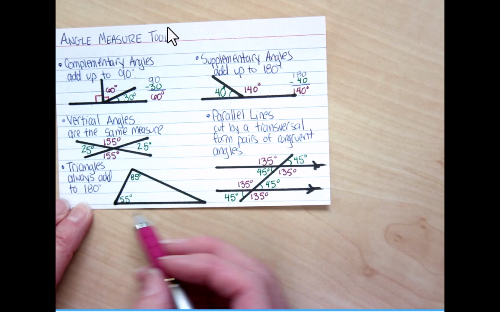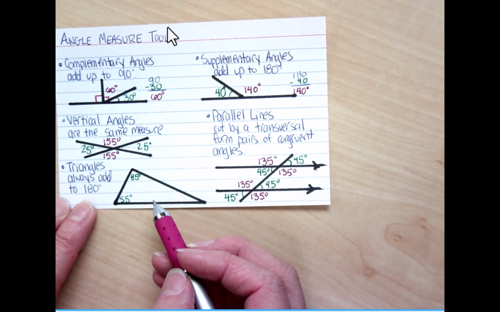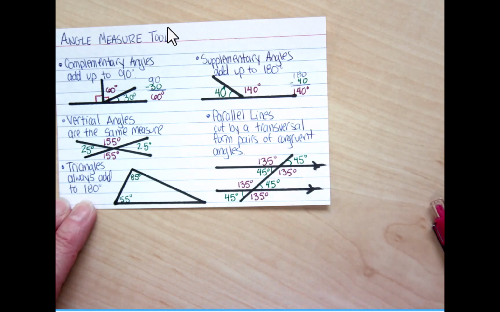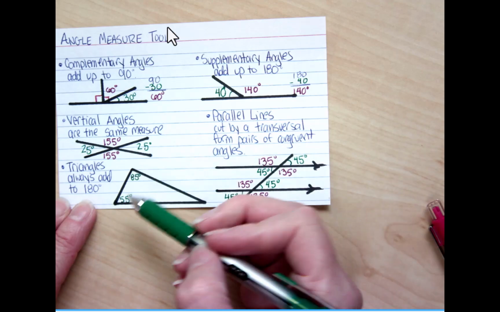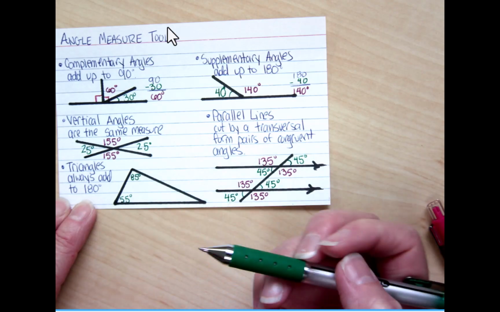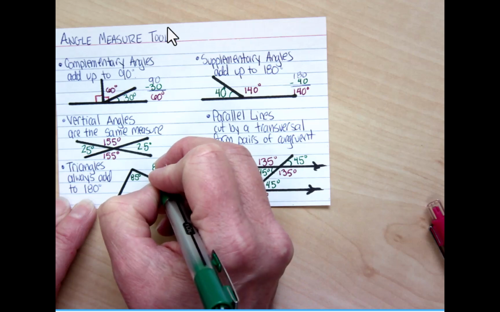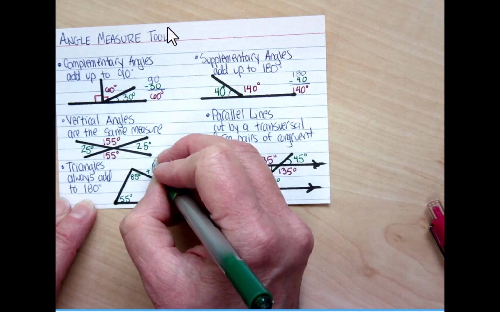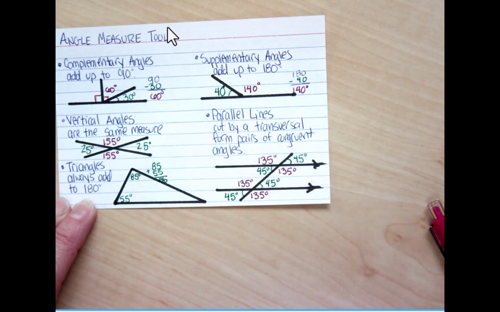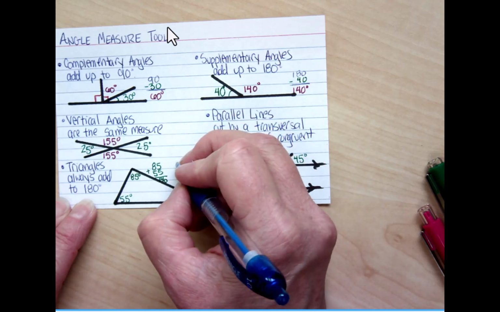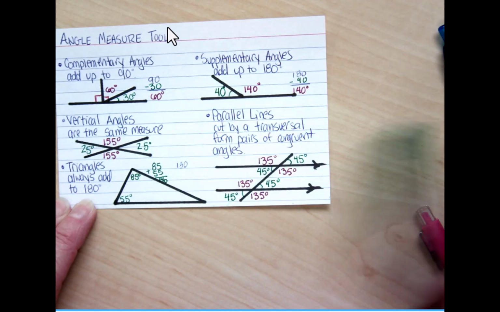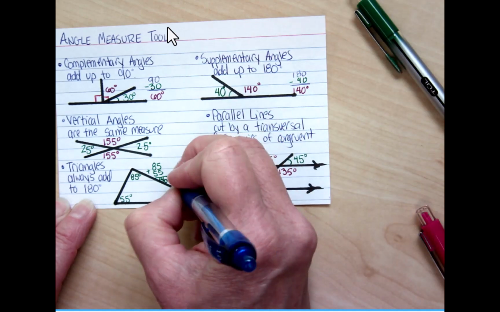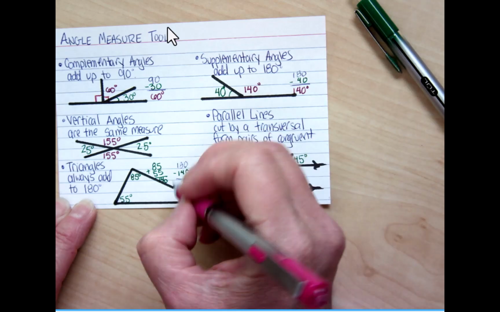And to finish up, the last tool that we've been talking about for a couple of days is the fact that triangles always add up to 180. If you want to find the third angle, add these two and then subtract from 180. 85 plus 55 gives me 140. Oops, it's kind of small. And then if I subtract that from 180, I'll be left with this third angle.